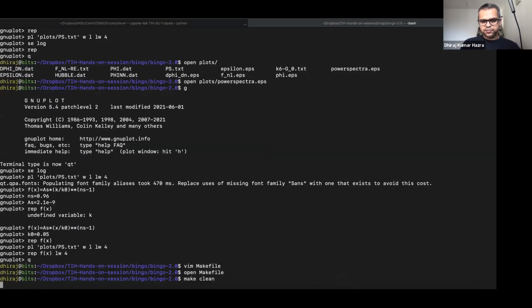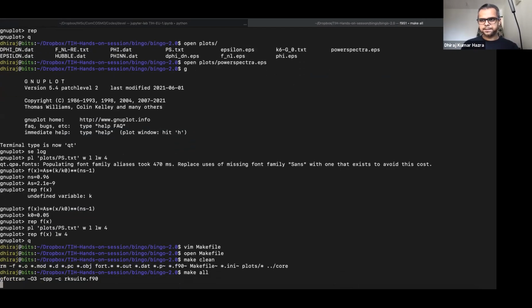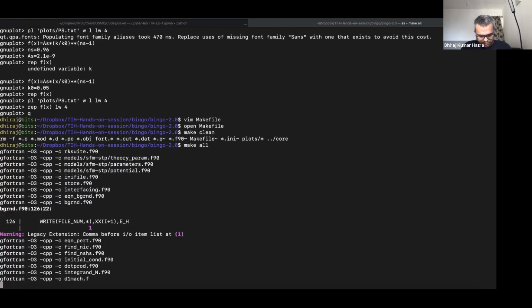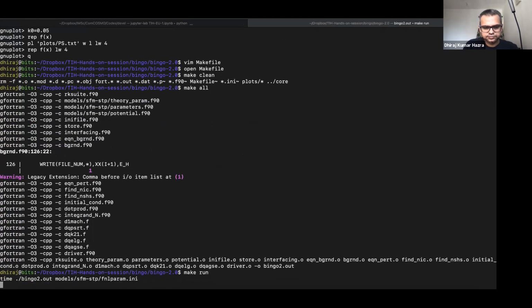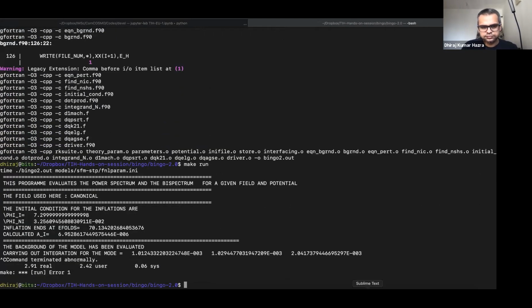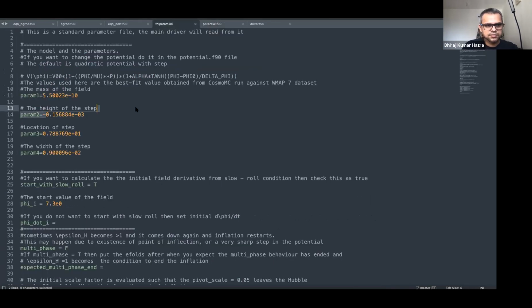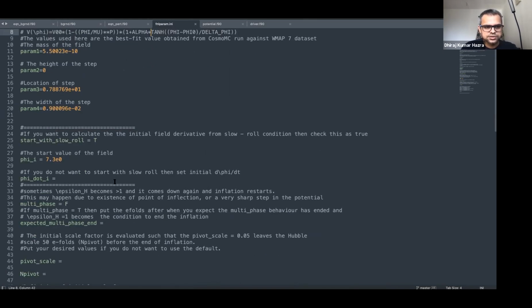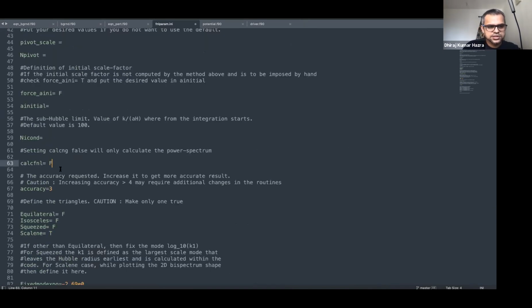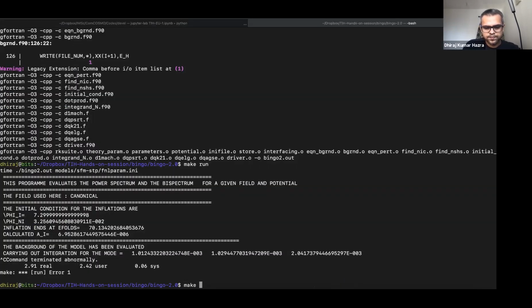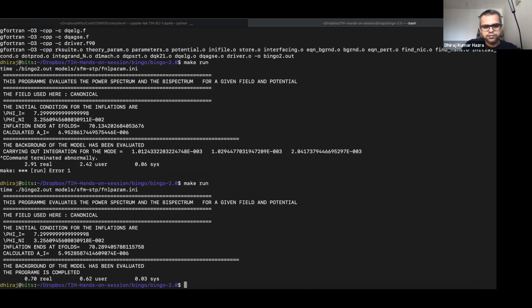Now, I have to make clean here, make all, and simply make run. Oh, sorry. I haven't changed anything in the INI file. I put the height of the step as 0. Here also, I'm multiplying with a step function, alpha. I'm putting alpha to be 0. And calc FNL false, equilateral true, scaling false. If you change the INI file, you don't have to make again. Okay, program is completed.